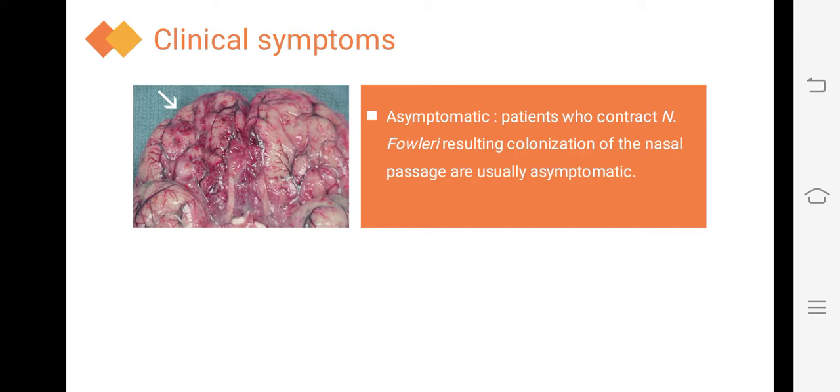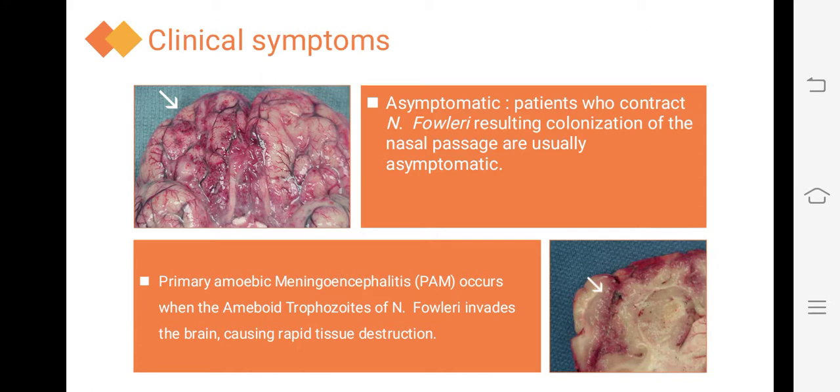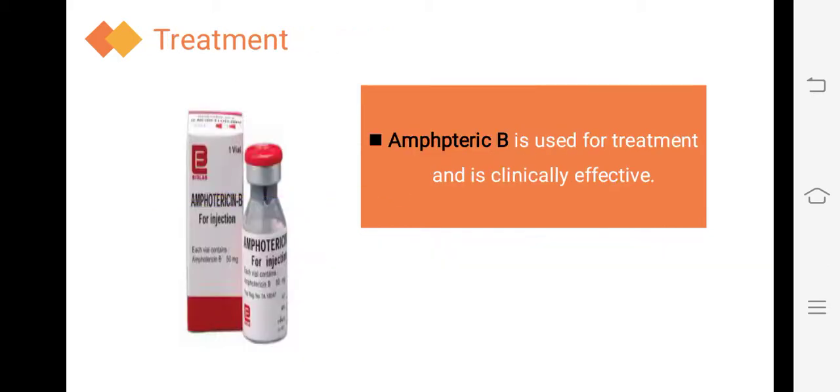As I have said earlier, if you are infected with this microorganism, within a week of the showing of symptoms, a person can die. Primary amoebic meningoencephalitis, or PAM, occurs when the amoeboid trophozoite of N. fowleri invades the brain, causing rapid destruction. So let's go on to the treatment.